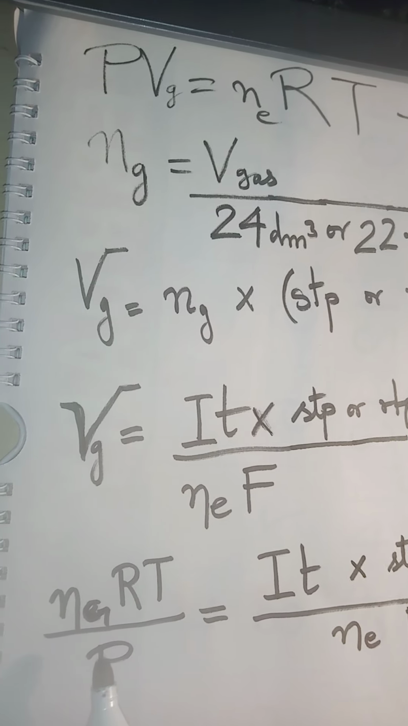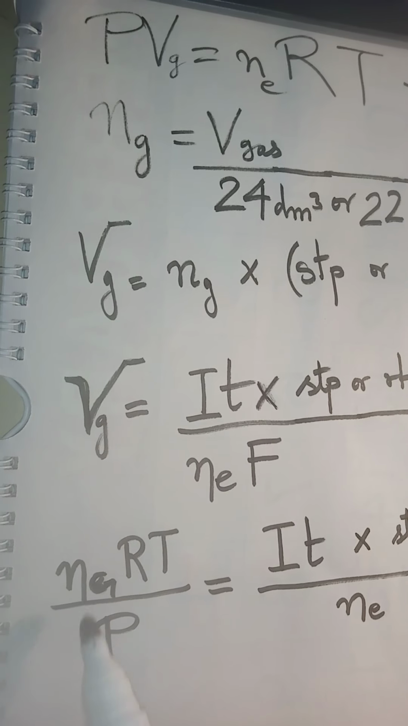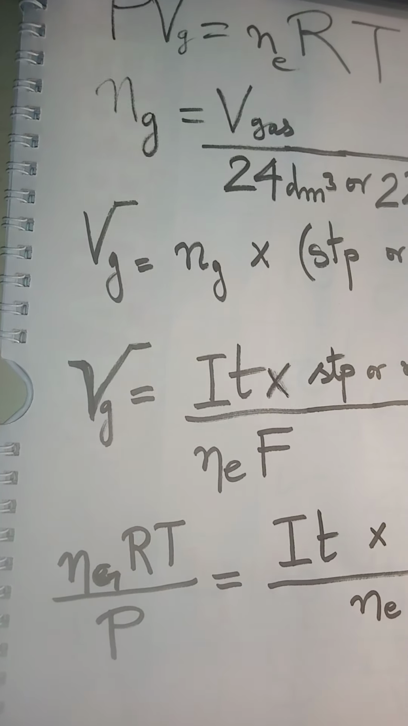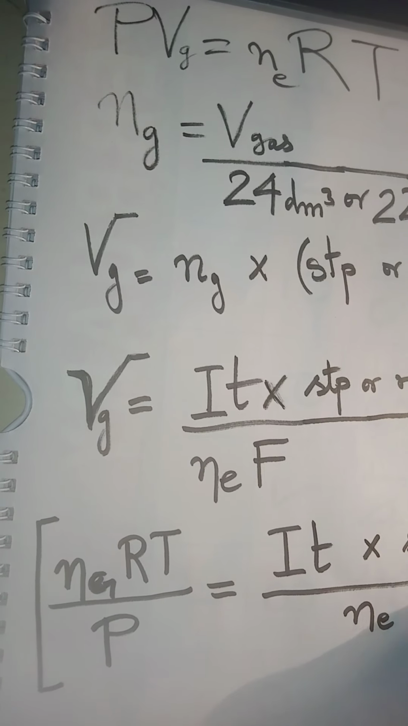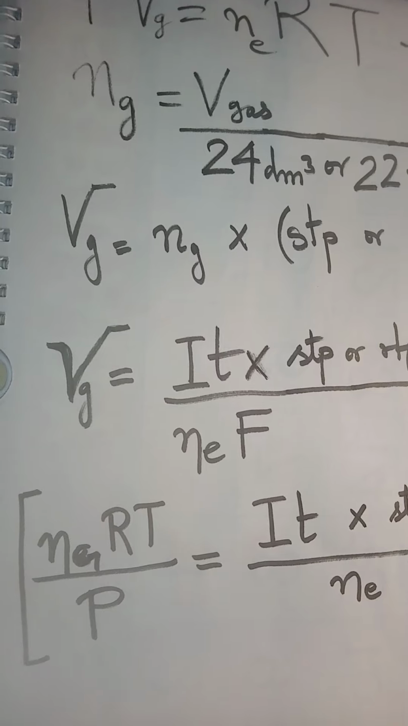Now if the number of moles of electrons in a gas is not available, then you'll have to use the number of moles of electrons here as well. So this is how you combine these two equations.